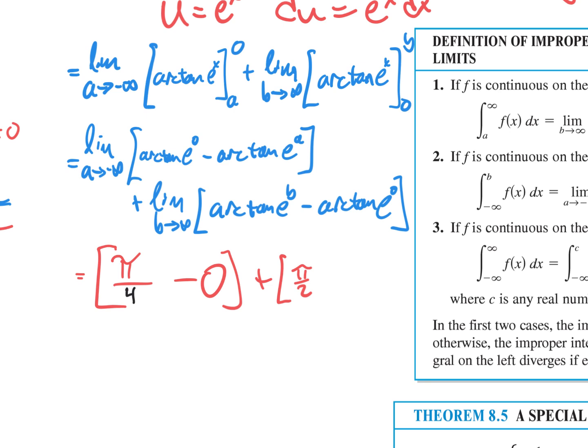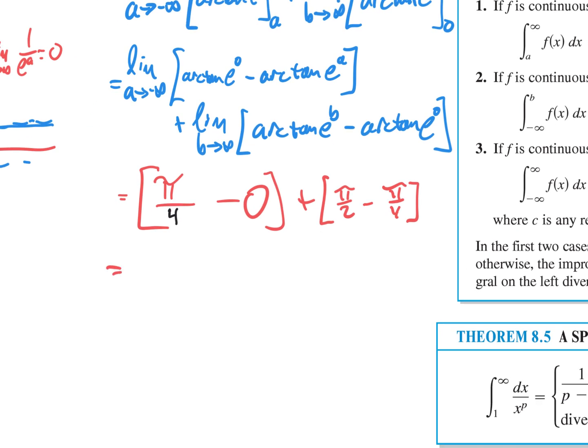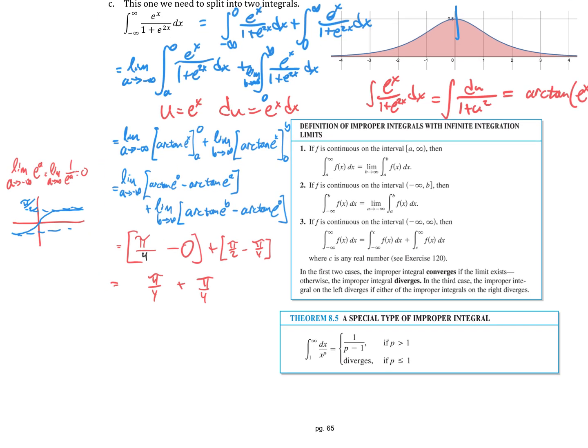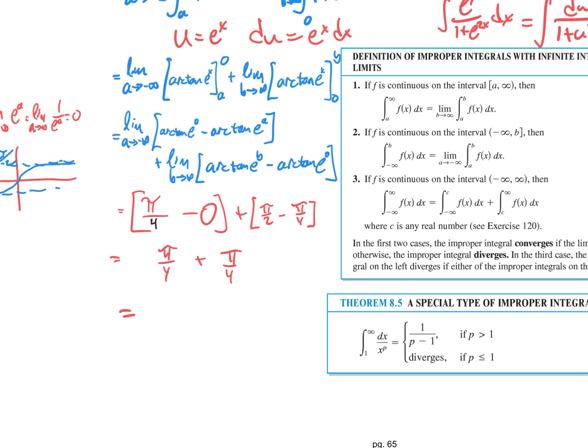Okay, and again, e to the 0 is 1, and the arctan of 1 is pi over 4. So minus pi over 4. All right, what does that leave us with? Pi over 4 plus pi over 4. And that's good news there, because the left and the right side are symmetrical here. That means this side's pi over 4 and this side's pi over 4. Okay? So that is pi over 2 is our final answer.